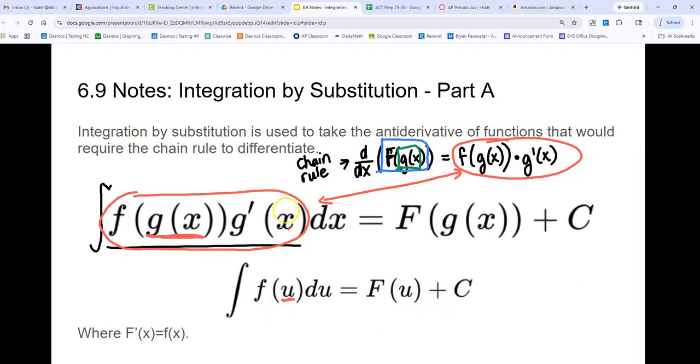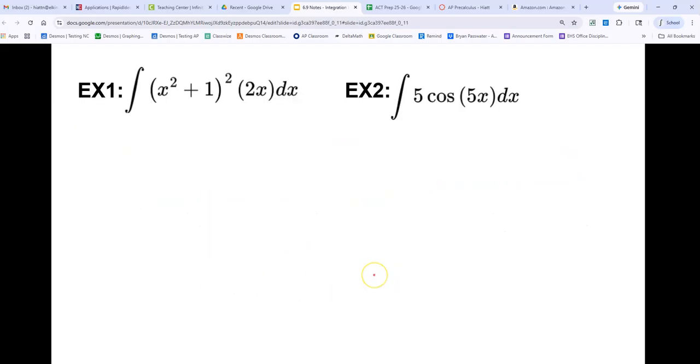So what we're going to want to do here is find the inside part of the function and use some substitution to turn it into this easier form right here. The best way to do this is just to jump into some problems. So in this case, I've got (x squared plus 1) squared times 2x.